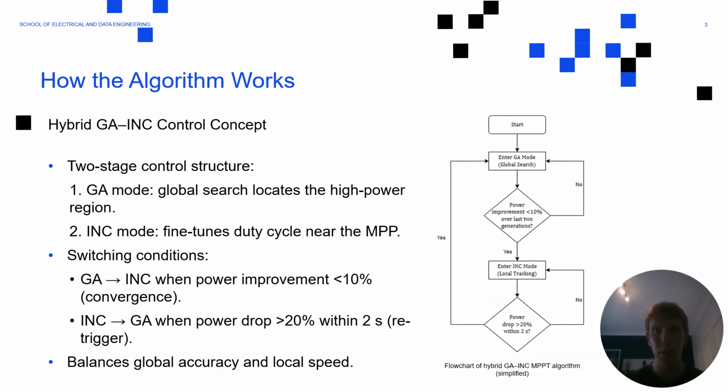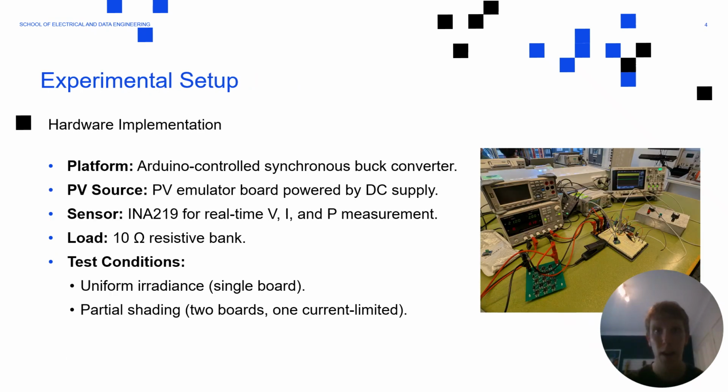The algorithm works through a two-stage sequence, first entering the GA mode, which locates the high power region, then transitioning to the INC mode, which fine-tunes and regulates the operating point using less computational power. The algorithm also detects change in irradiance, which may indicate partial shaded condition, and is set to re-trigger the GA mode in this event.